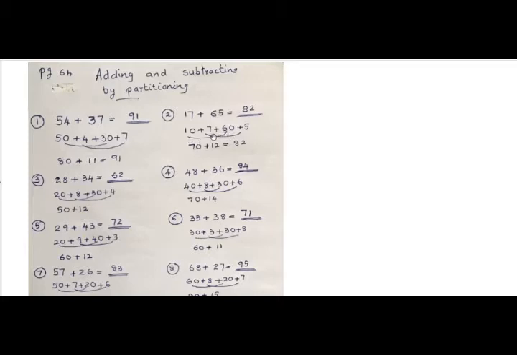We add tens together and units together. Tens together, 10 plus 60, 70. Then units together, 7 plus 5. From 7 add 5: 8, 9, 10, 11, 12. 7 plus 5 is 12. Then we add 70 and 12. 0 plus 2, 2. 7 plus 1, 8.